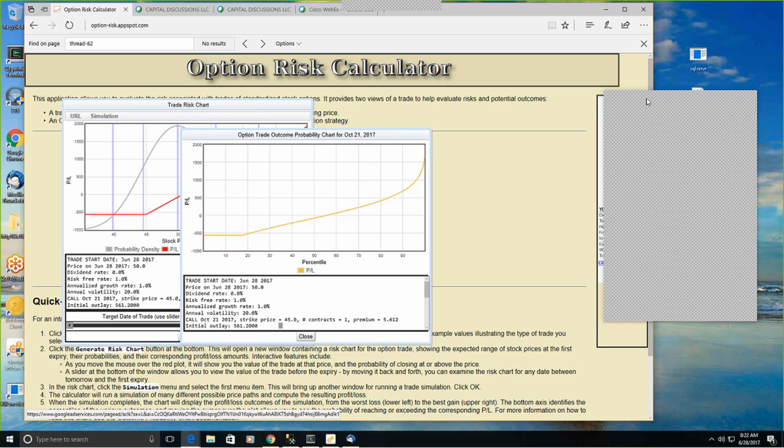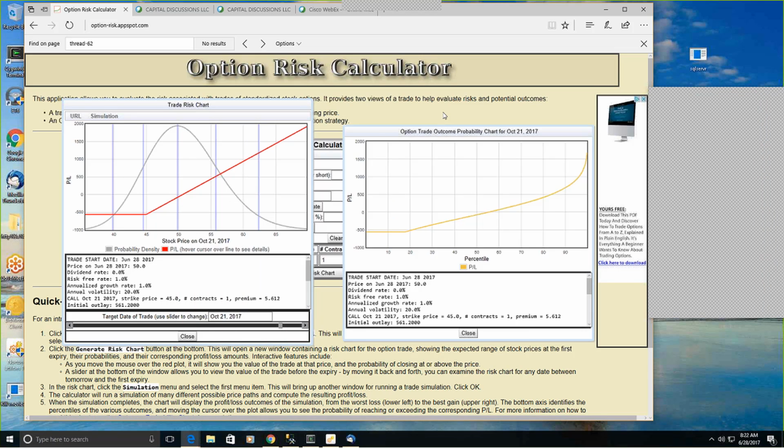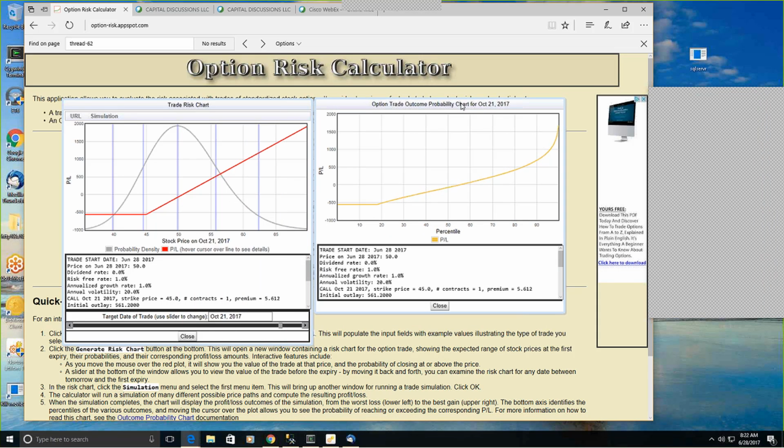And what this is going to do is show me basically the same information that we're seeing in the first chart, only rather than showing it as trade value versus stock price, and you're having to, say, compute the differences between position on the probability curve, this actually has it laid out as profit loss versus percentile, versus chance of reaching that profit loss.